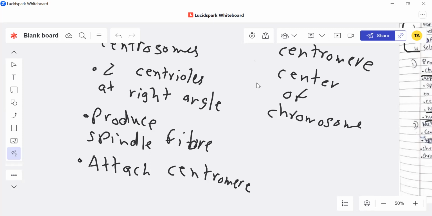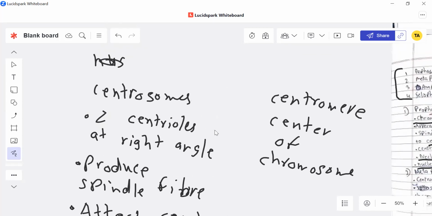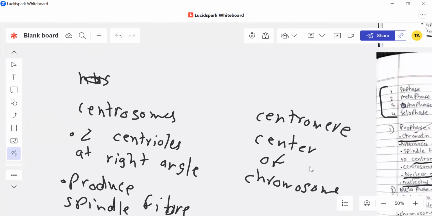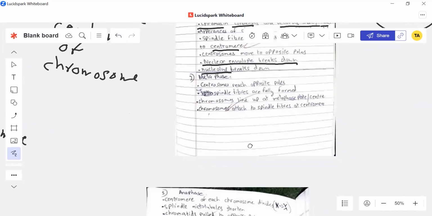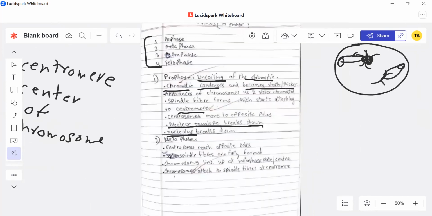Remember the difference? I saw a question where they were asking the difference between these two things, and a lot of the time you'll get this wrong. So memorize this part.